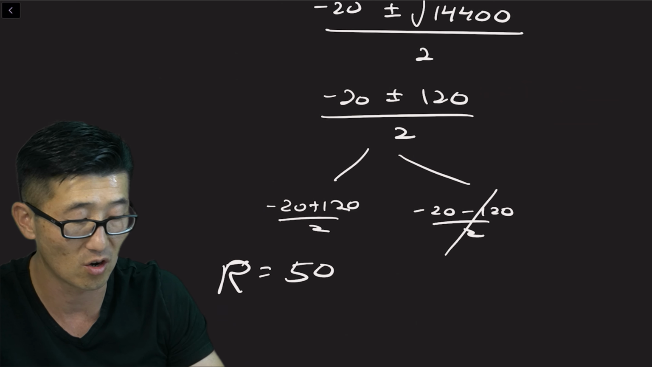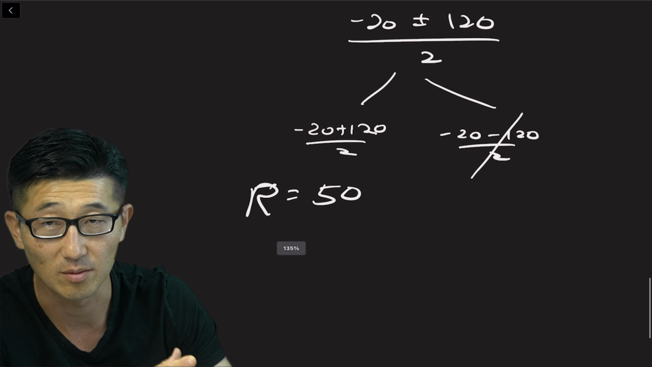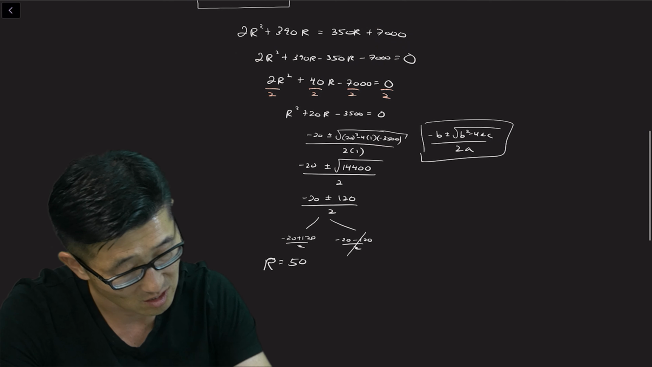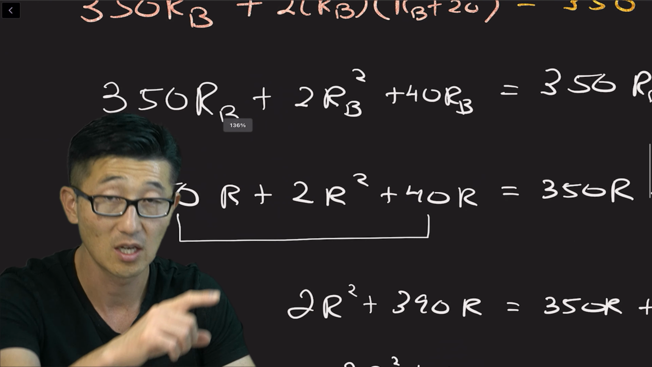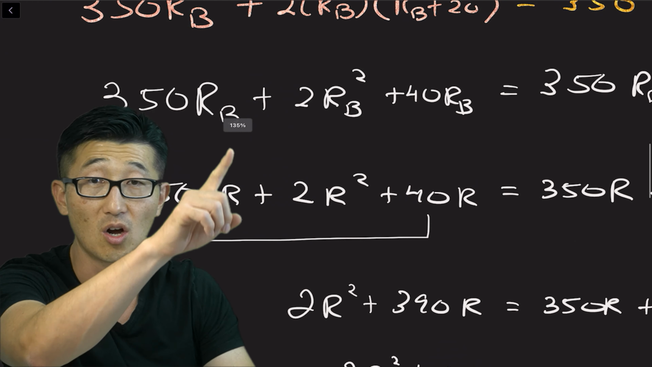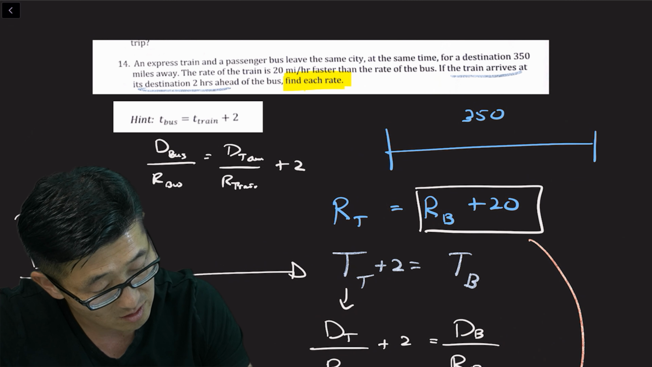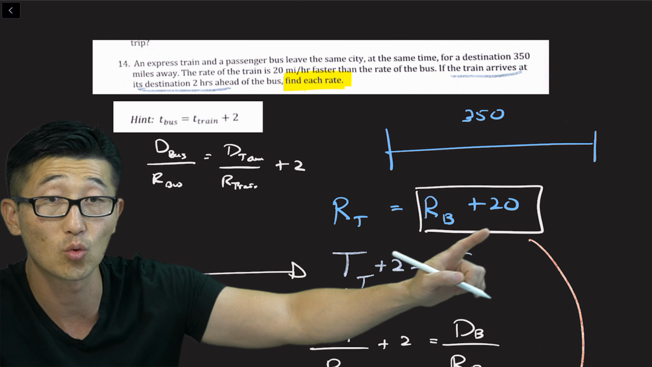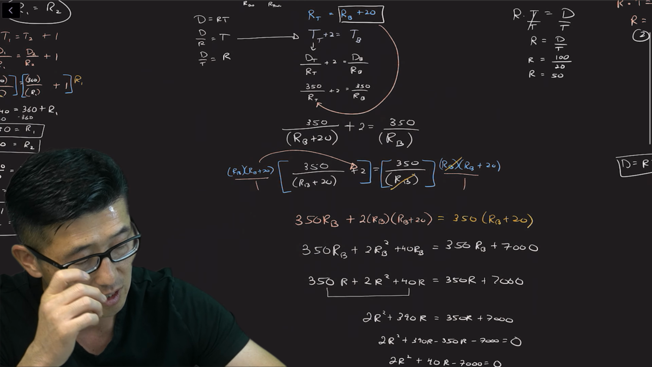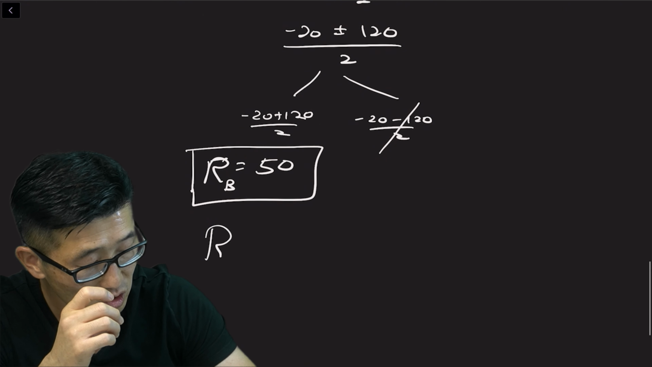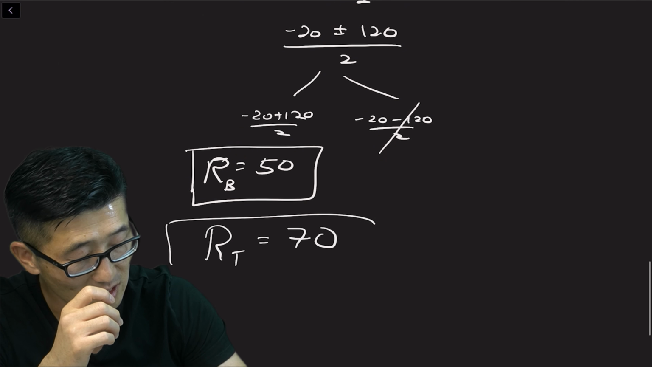But remember, we have an R for a particular item. It's the bus. RB is what we started off with before we simplified it into just an R. So the rate of the bus is 50 miles per hour. Oh my goodness, that's so long. And the rate of the train is what? The rate of the train is 20 miles per hour faster. So if you just add 20 more, we get the rate of the train. So our train equals 70.